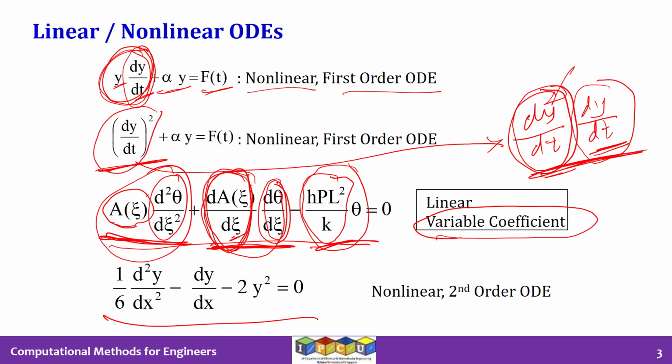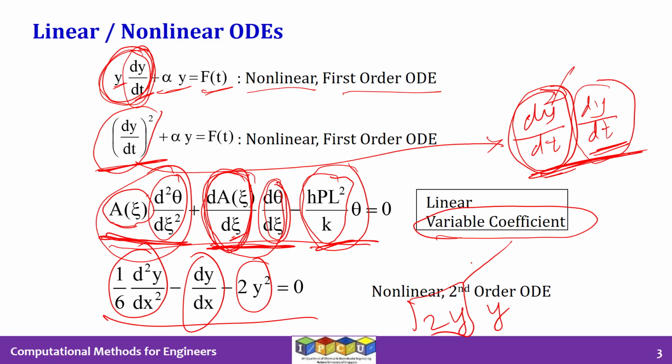The last one is easy to see. This is no problem, a linear term. This is linear, but this is non-linear. 2y squared can be written as 2y times y. The coefficient of y is 2y, and the coefficient happens to be a function of the dependent variable y. Therefore, this would be non-linear. It's a second order ODE because the highest derivative is the second derivative.